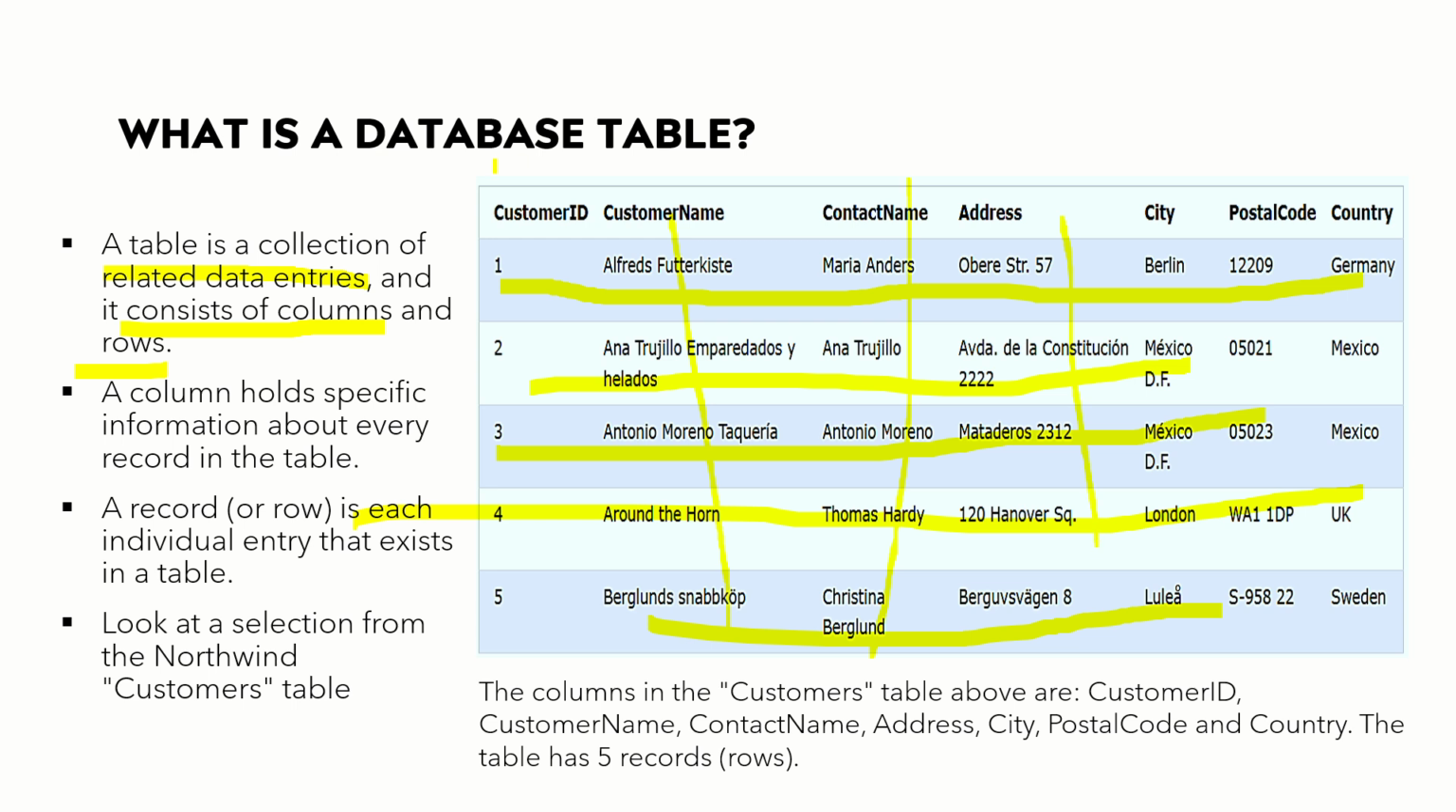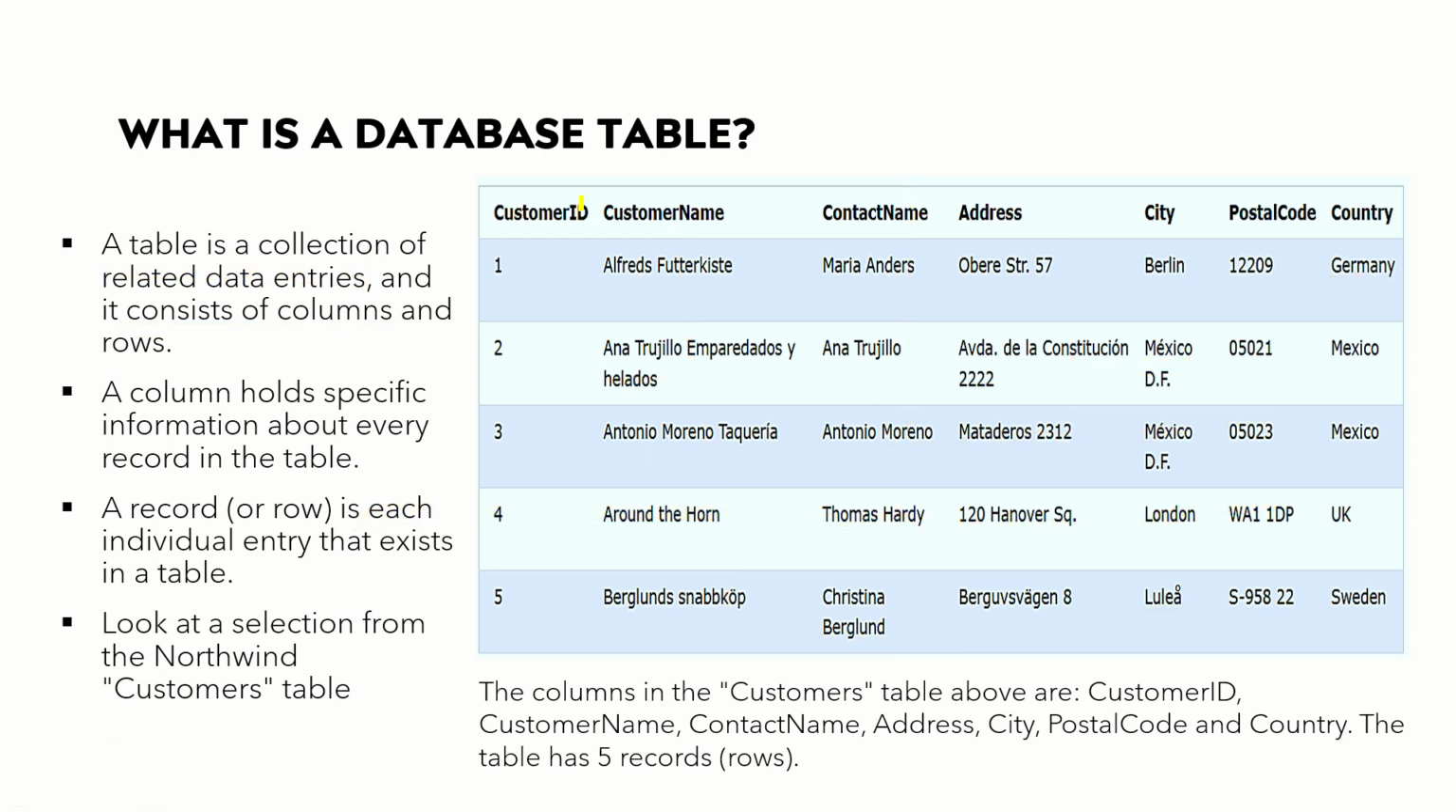Whatever the data is there in this table, it is related to customer details, customer ID or customer details. It is related customer details. Okay, it is related data entries. This is about the database table. Here we have five rows. Those are customer rows.